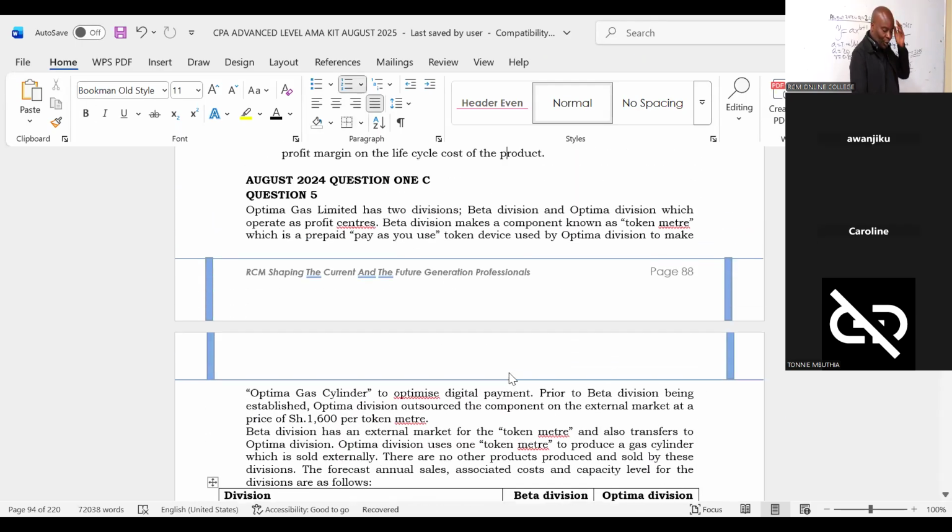So we have two divisions. We have Optima and Beta. So we start with Beta. Beta is the one making the intermediate good. So we start with Beta here. Very easy.